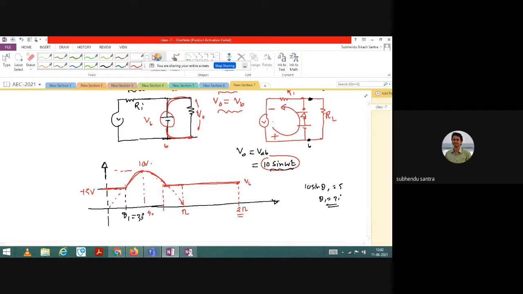And what about the input voltage? If you draw it on the same graph, the input voltage was 20 sine omega t, so it is like this. Sorry for the bad drawing, 20 will be much higher, so let us assume this is 20 volt. The input voltage is 20 volt, but in the output you are getting 10 volt. Why 10 volt? Because Ri is equal to RL. If Ri is very much less than RL, then you can reach up to 20 and come back. Got the point? Understood?